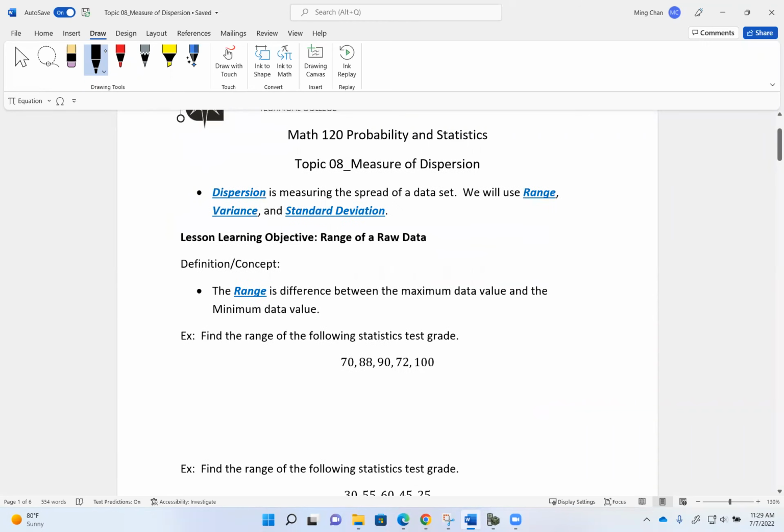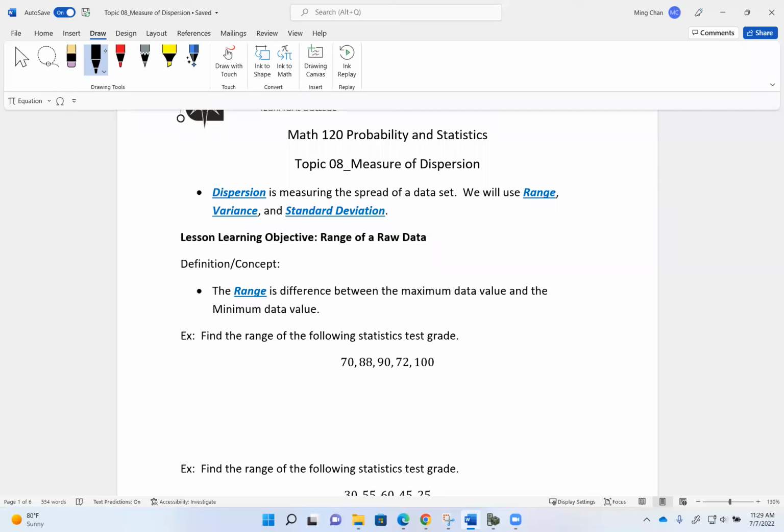So let's take a look at the range. The range of raw data: the range of a data set is the difference between the maximum data value and the minimum data value. If you take those two numbers and subtract them, that's what the word difference means, then you find the range, which is the spread of your data.